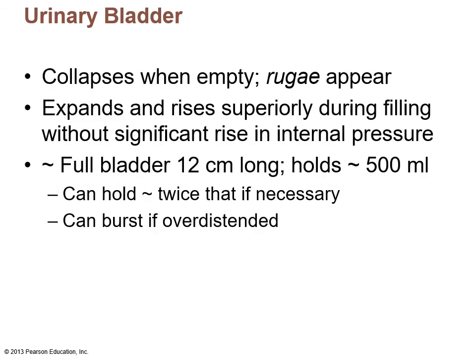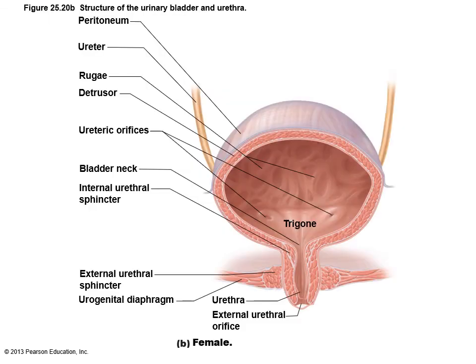The bladder collapses when it's empty. It folds into little folds called rugae, and it expands and rises superiorly during the filling process without a significant rise in internal pressure. A full bladder is about 12 centimeters long and holds about 500 milliliters of urine, but it can hold twice that much if necessary, and it can burst if over-distended.